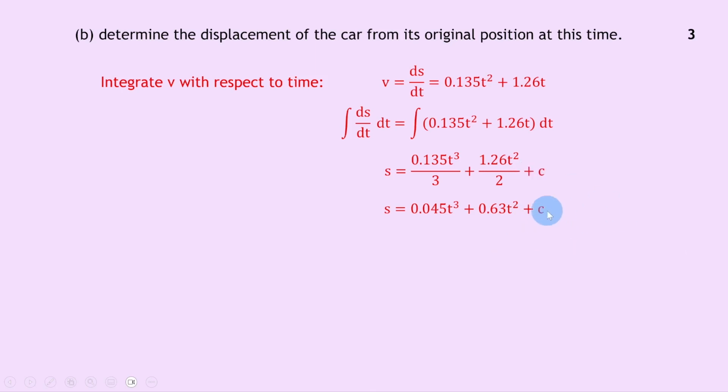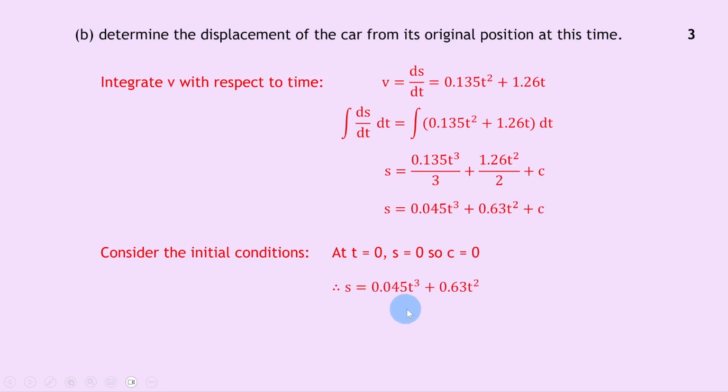As always we want to get rid of this constant, so we need to consider the initial conditions, which remember is what happens at time t equals 0. So we can say at t equals 0 the displacement s equals 0, in other words the car hasn't moved yet. So if we sub in t equals 0 into here as well as s equals 0, that means we get c equals 0. So we can essentially rewrite this without the constant. So we have s is equal to 0.045 t cubed plus 0.63 t squared.